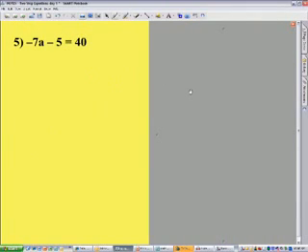On this one, we have -7 times A minus 5 equals 40. This one's a little tricky. No, we have 40, you got 40. Oh, I'm sorry, equals 40. Oh, yeah, my apologies. Plus 4.